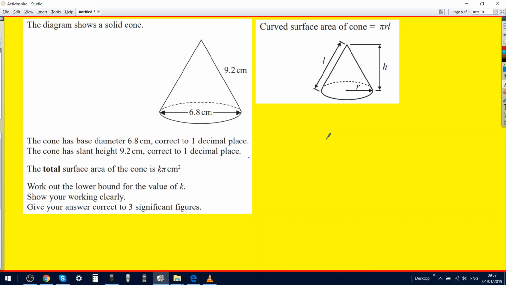Okay, so that would give you an estimate for it. The thing is, these numbers are rounded. It was 6.8 to 1 decimal place, 9.2 to 1 decimal place. They want you to find the lower bound for the surface area. Any idea about that?